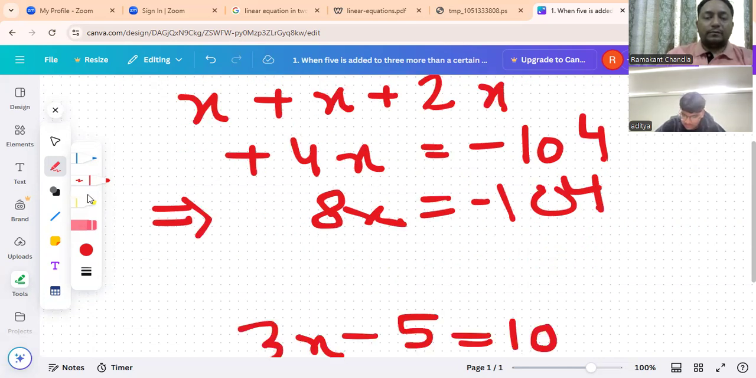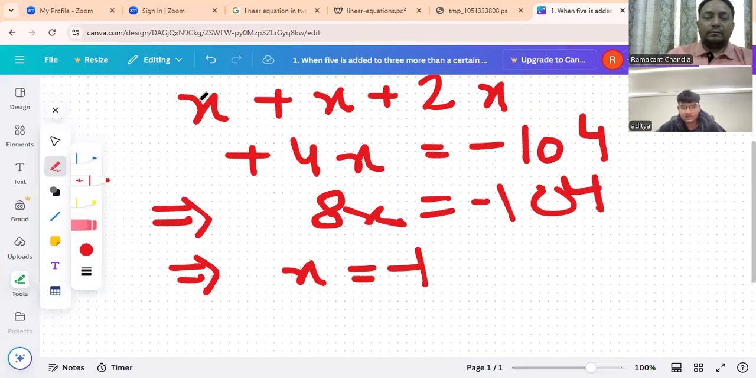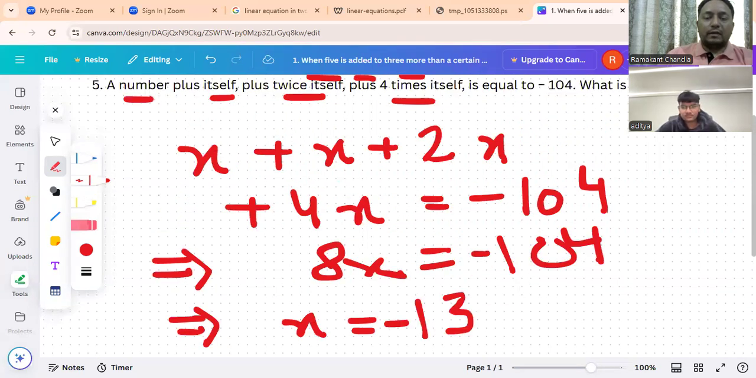And what should be the final answer? It will be negative 13. Superb. That's the way we are going to get it. So I'm going to stop sharing the screen now.